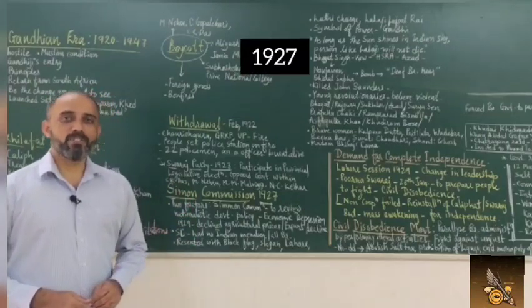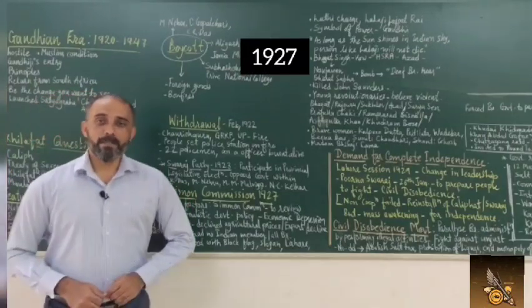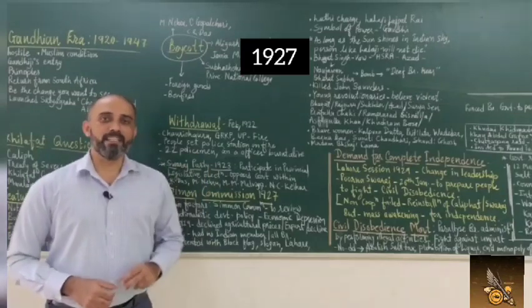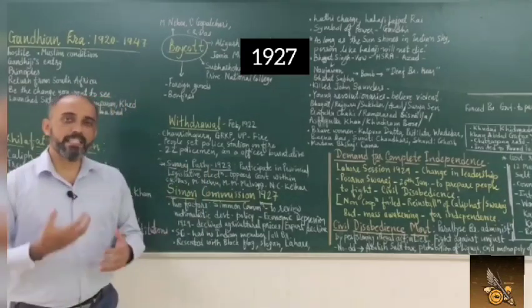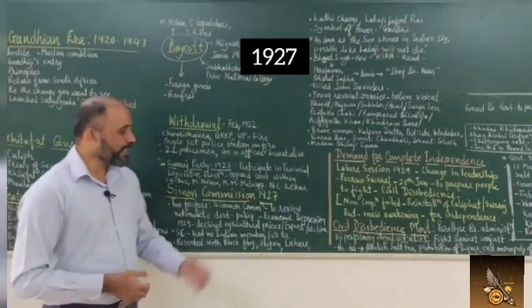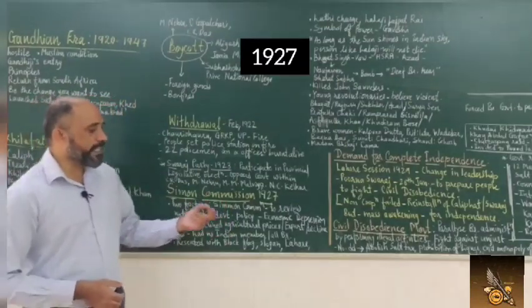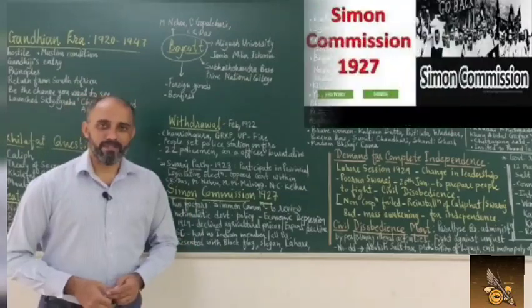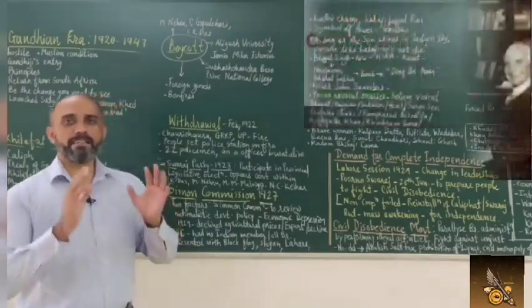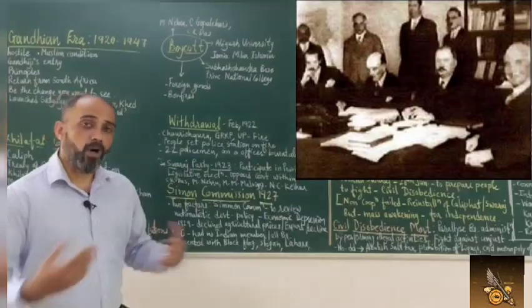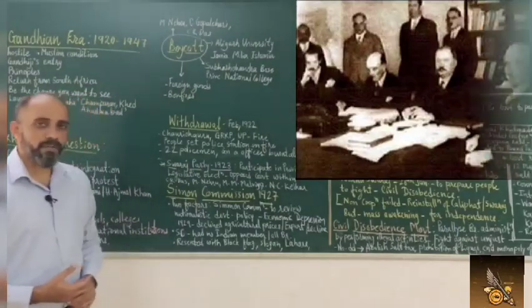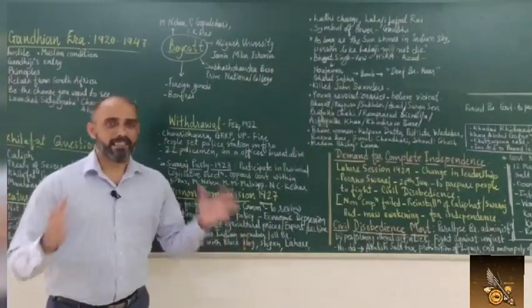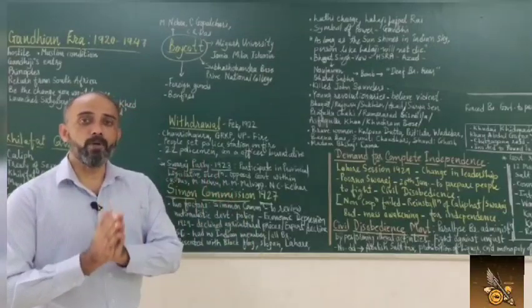In the year 1927, the British sent a commission to India to review the nationalistic development policy in India, and that was called the Simon Commission. This commission did not have a single Indian member, but all its members were Britishers. That's why Indians did not like this commission and they opposed it.